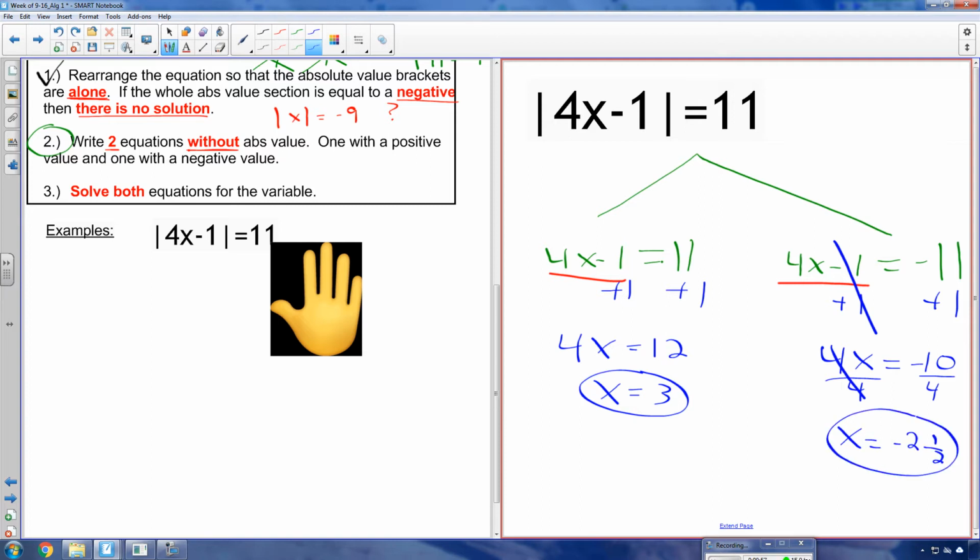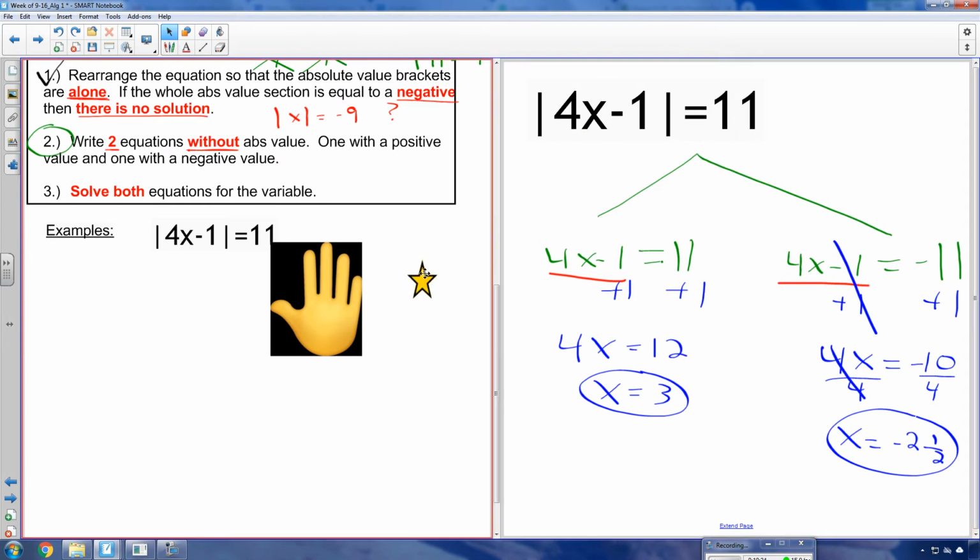We could check them by plugging them back in. That's basically what's going on here. So if we plug in, let's say 3, back into the 4x, we're going to get 12 minus 1, which is 11. The absolute value of 11 is 11. If we plug in negative 2.5, negative 2.5 times 4 is, oh sorry, negative 10. Negative 10 minus 1 is going to be negative 11. The absolute value of negative 11 is 11. So that's kind of what's going on there. That's pretty much the end of that example, and hopefully that made some sense.